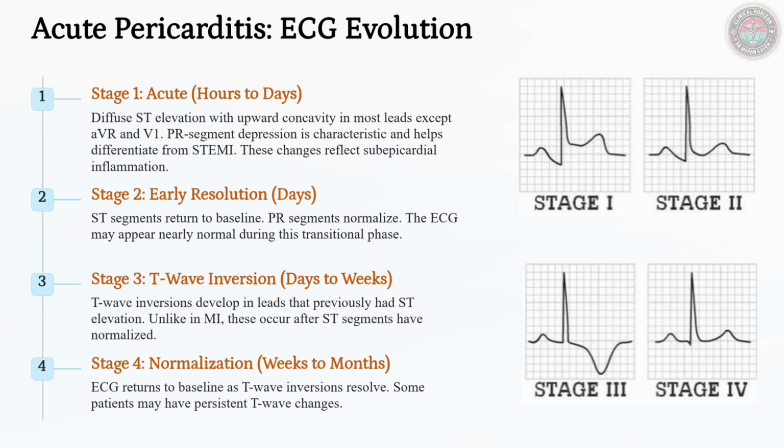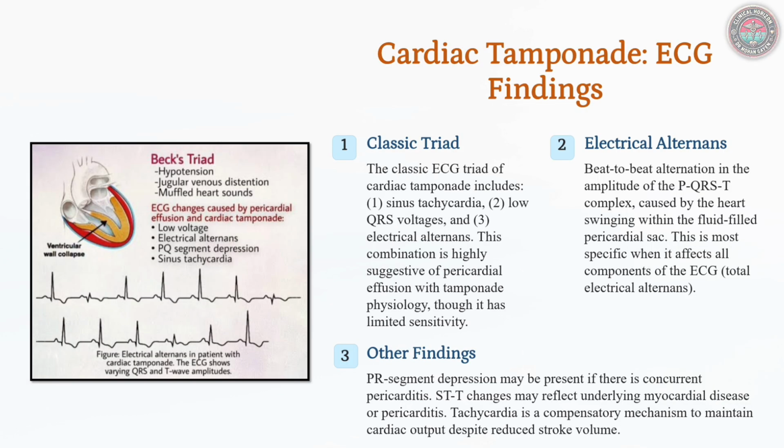As inflammation progresses, ST segments normalize and T waves become inverted, marking the subacute phase. In the final stage, the ECG may return to baseline, though some cases exhibit persistent T-wave inversions. Recognizing this progression is essential to avoid misdiagnosis and unnecessary thrombolytic therapy.